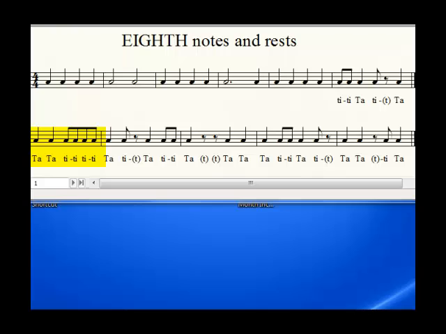Ta, ta, ti, ti, ti, ti, ta, ti, ta, ti, ti, ta, ta, ta, ta, ti, ti, ta, ti, ta, ta, ti, ta. Did you get that last bar? That was quite hard. Let's do the last bar again of that line. 1, 2, here we go. Ta, ta, ti, ta. Good.